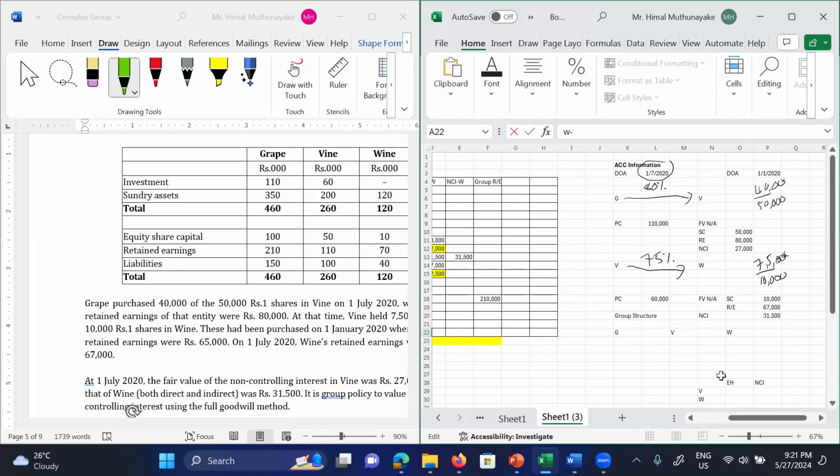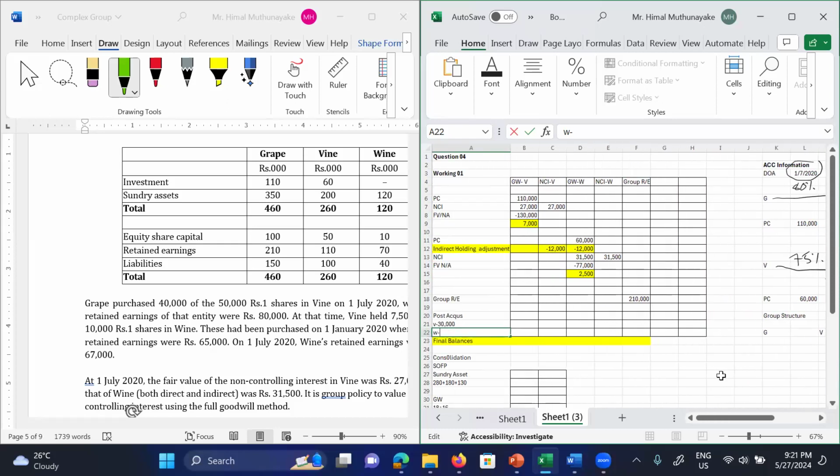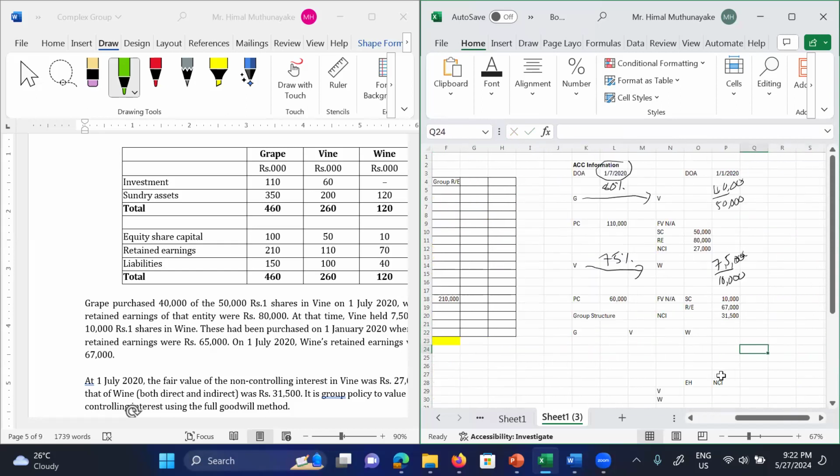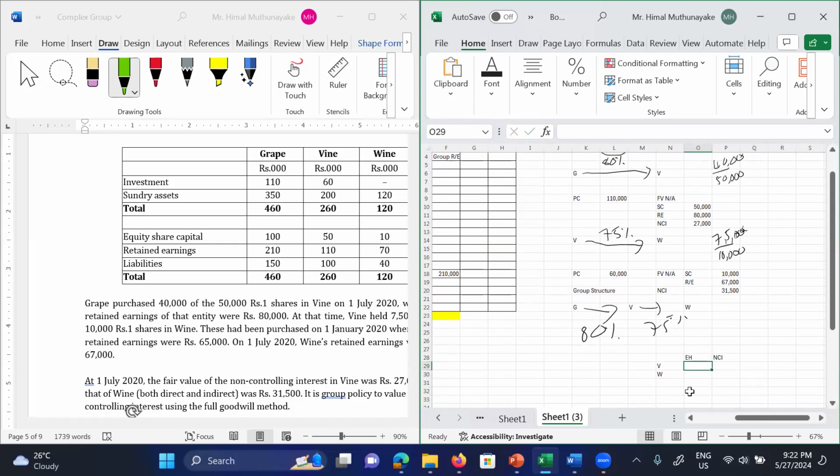Right? So therefore 67,000 at the group date, and compared to the reporting date, 70,000 is the retained earnings, so the balance is 3,000. Post acquisition profit is 3,000. Right? When it comes to the group structure, I have not made the group structure. So this is 80%, this is 75%. That means the effective control of V, we can directly get 80% and 20%.